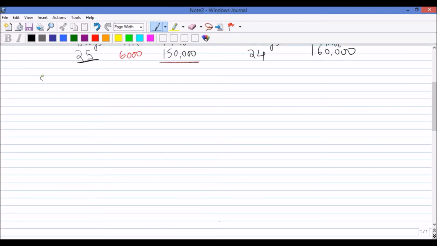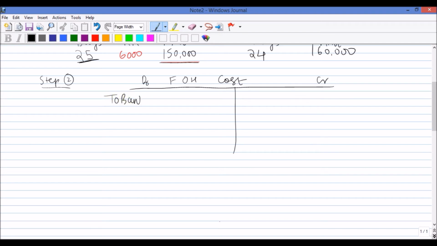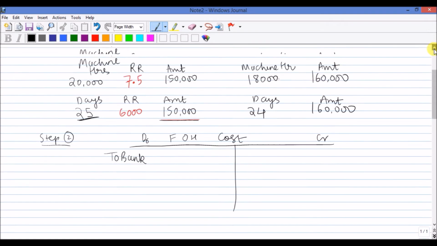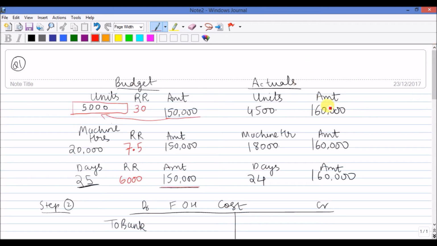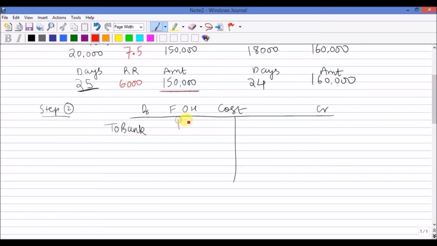Okay, so now we are going to step number 2, and we are going to find fixed overhead. We are going to prepare a fixed overhead cost account. So this is to bank. This is the actual fixed overheads which we have incurred. So the actual fixed overheads incurred is 1,60,000. So I'm going to write here 1,60,000. Then by recovery of fixed overheads by sale of units.